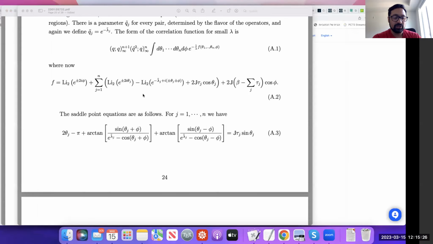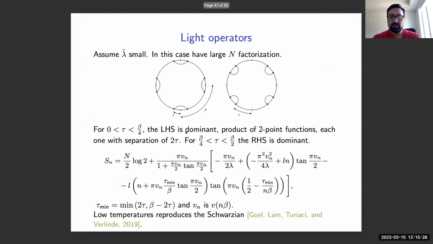I was just wondering, is there a meaning or an interpretation to the transition between the two? Whether it's smooth? Is there some kind of information paradox that gets resolved by the transition between the two? I see. Let me try to think about it.